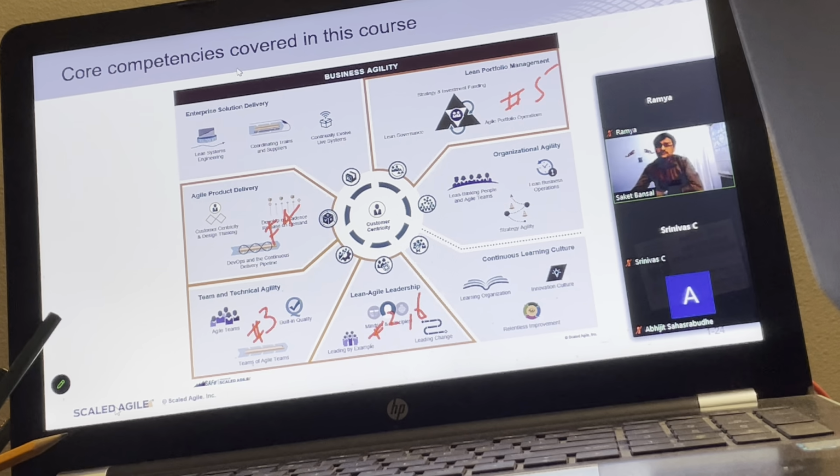So if I am implementing SAFe and I want to achieve business agility, the Scaled Agile guys will say, let us have an assessment of your current business agility. So they have assessment frameworks. Now this assessment framework is designed under 7 categories. That's what we call the 7 core competencies of business agility. We go into some of these competencies in detail.